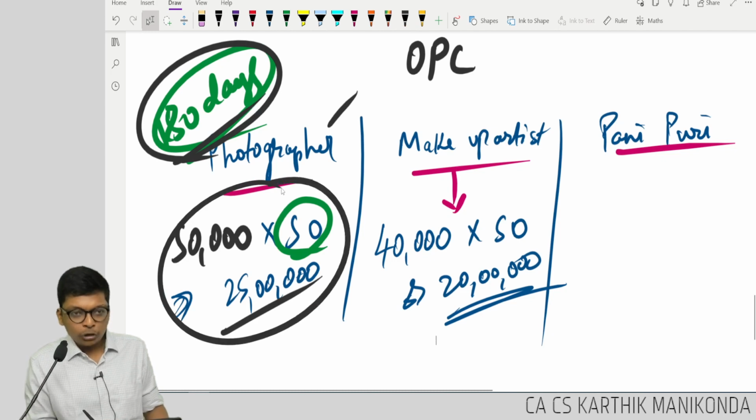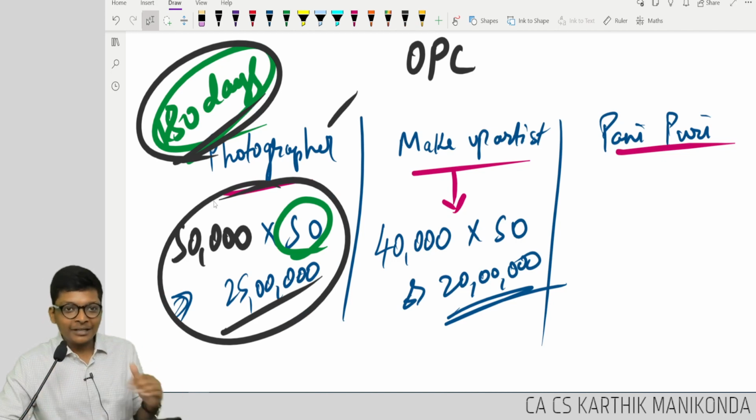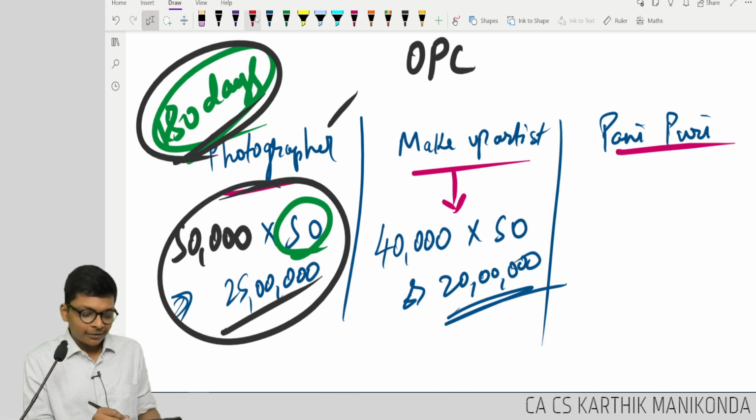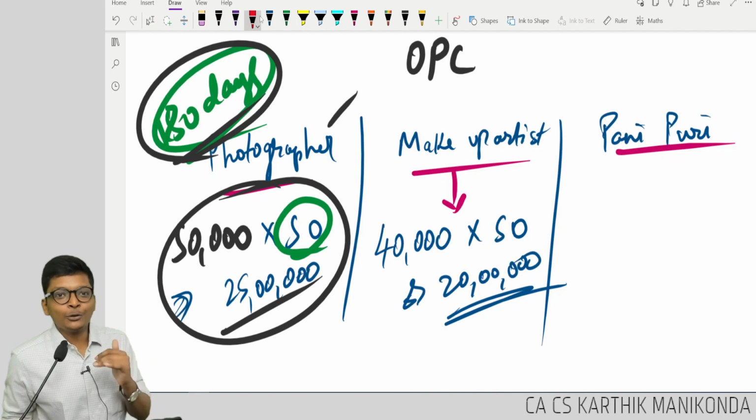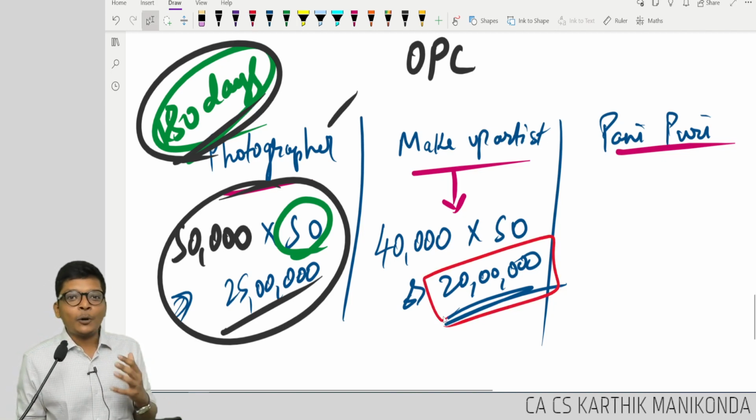At least photographer has the work of editing. After that, makeup artist no need to do any edit. Already it's an edit, correct? Okay. So, no need to do any edit, guys. So now 20 lakhs by working for how many days in a year?